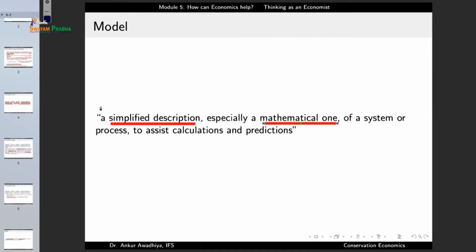So a model is a simplified description, especially a mathematical one, of a system or a process. And why do we make a model? To assist calculations and predictions. So it makes calculations easy and it gives us a certain amount of predictive power.